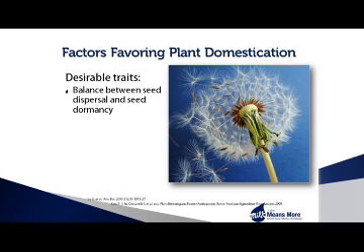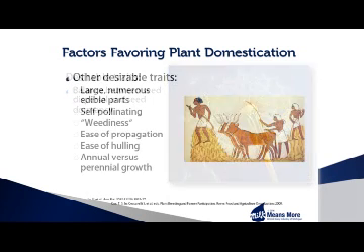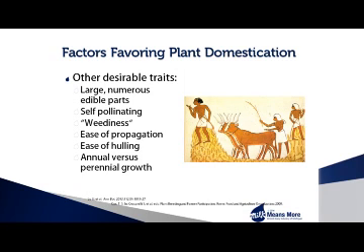An optimal balance between seed dispersal, the movement of seeds from the parent plant, and dormancy, the mechanism preventing seed germination during unsuitable conditions. Other important traits were large or numerous edible parts, self-pollinating, weediness, the ability to thrive in disturbed fertile soil associated with human habitation, ease of propagation, ease of hulling, and annual versus perennial growth.